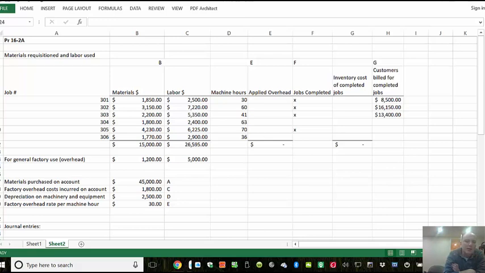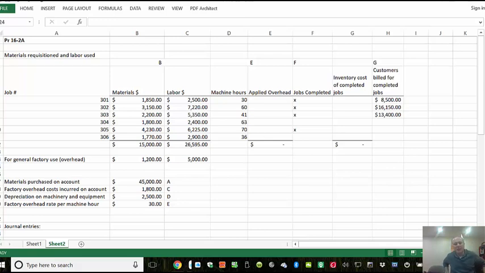The reason why I did that is because it's a little easier to solve this problem using Excel, because you can collect all the information at the same time. Also, I marked different parts of the problem with the corresponding letters as they're in the book, A, B, C, D, E, F, G. So what we're asked to do here is essentially to record journal entries for various transactions that happen.